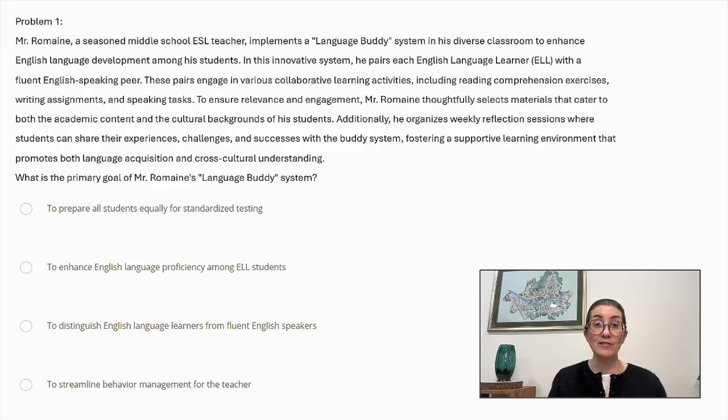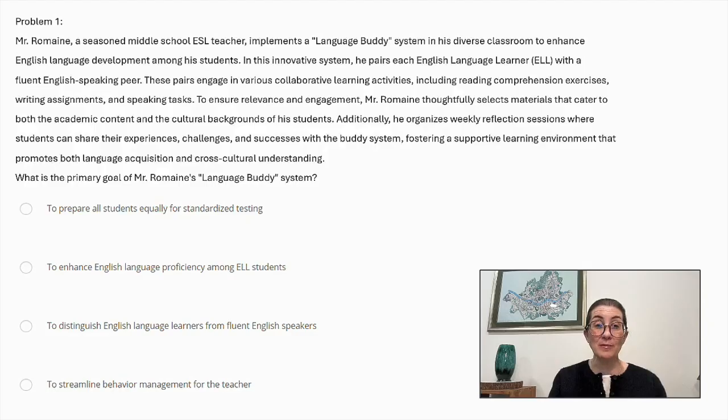To ensure relevance and engagement, Mr. Romaine thoughtfully selects materials that cater to both the academic content and the cultural backgrounds of his students. Additionally, he organizes weekly reflection sessions where students can share their experiences, challenges, and successes with the buddy system, fostering a supportive learning environment that promotes both language acquisition and cross-cultural understanding.